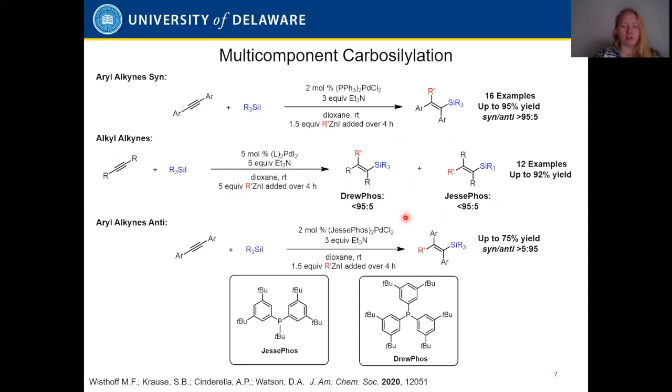So from there, knowing this, they went back to examine the aryl alkynes to try and get anti-selectivity there, and were gratified to see that by using the Jessie-Phos phosphine, they were able to synthesize the aryl substituted anti-vinylsilanes in excellent selectivity and yields.